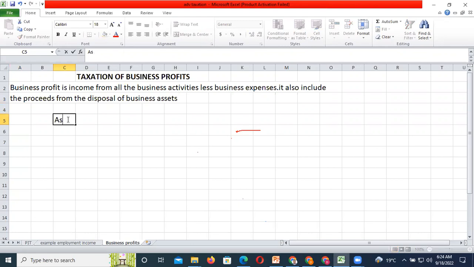I need to talk about assets held in foreign currency. So if an entity or a firm has some assets which are in foreign currency, the difference in the fair value of the asset at the beginning and the fair value of the asset at the end is recognized in the computation of business profit.